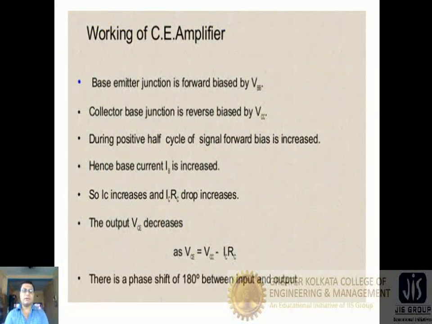Working of a common emitter amplifier: the base emitter junction is forward biased by VBE. The collector base junction is reverse biased with the help of VCC. During the positive half of the cycle, the forward bias is increased, hence the current IB increases. So IC increases and the IC RL drop increases. The voltage VCE decreases, as VCE equals VCC minus IC RC. There is a phase shift of 180 degrees between input and output. We'll discuss all of this one by one in our coming slides. So this is the very first working principle of a common emitter amplifier.